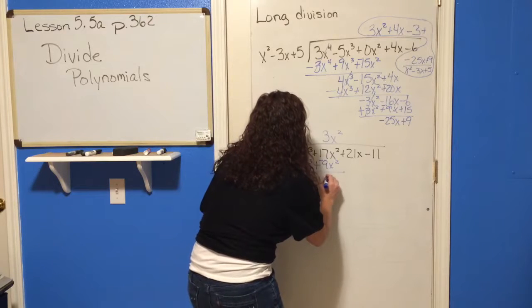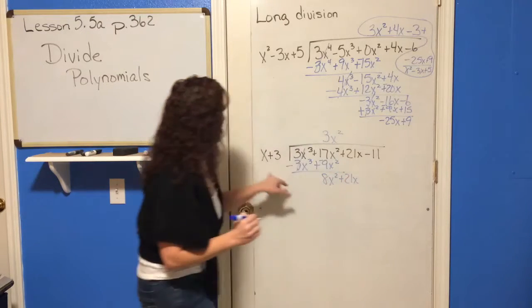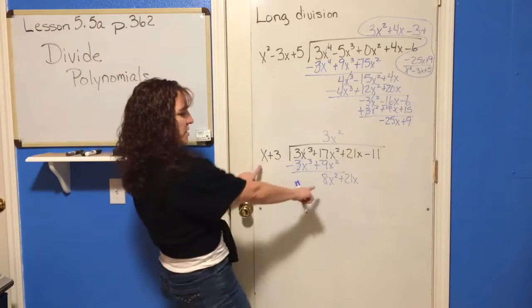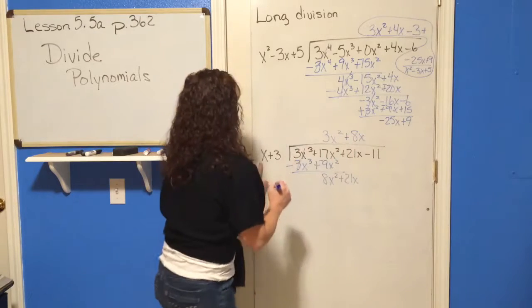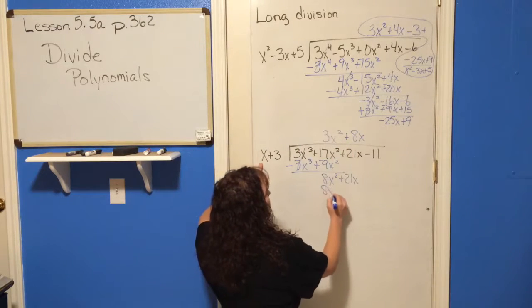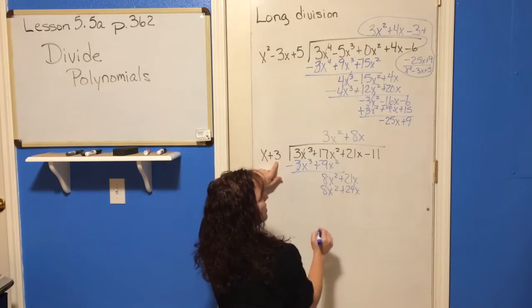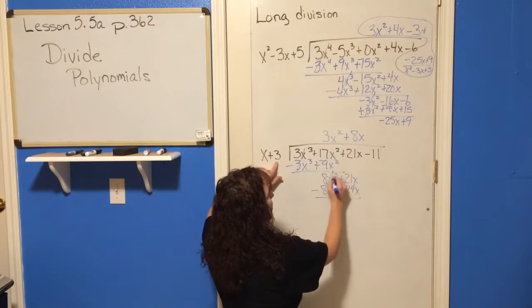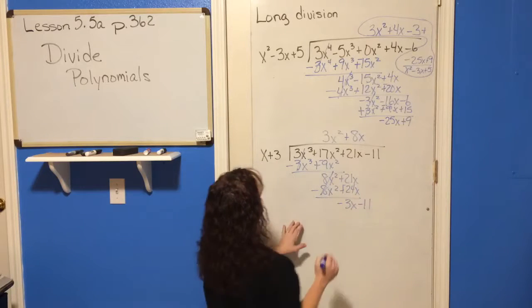7, 8. 8x squared plus 21x. So now you need an 8x to make 8x squared. So plus 8x. So now you've got 8x squared plus 24x. Subtract both. Negative 3x, bring down your minus 11.